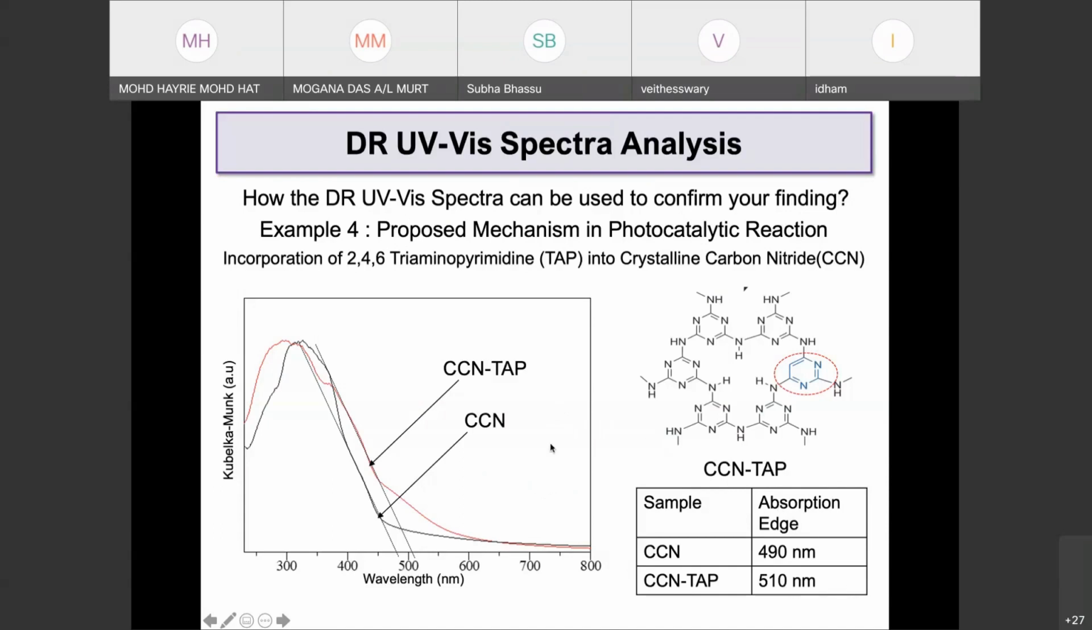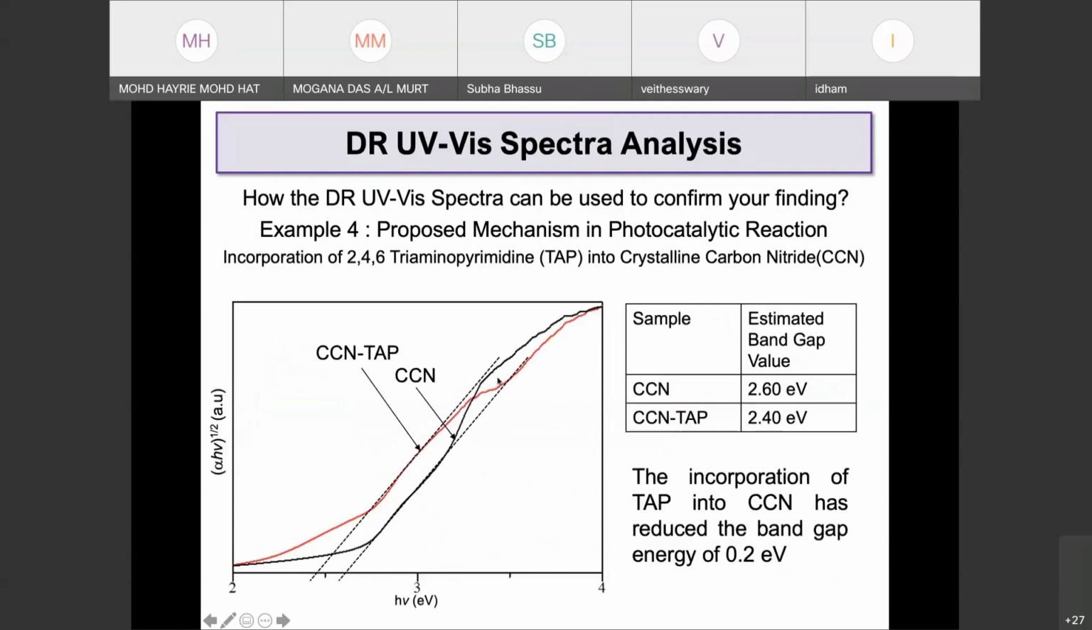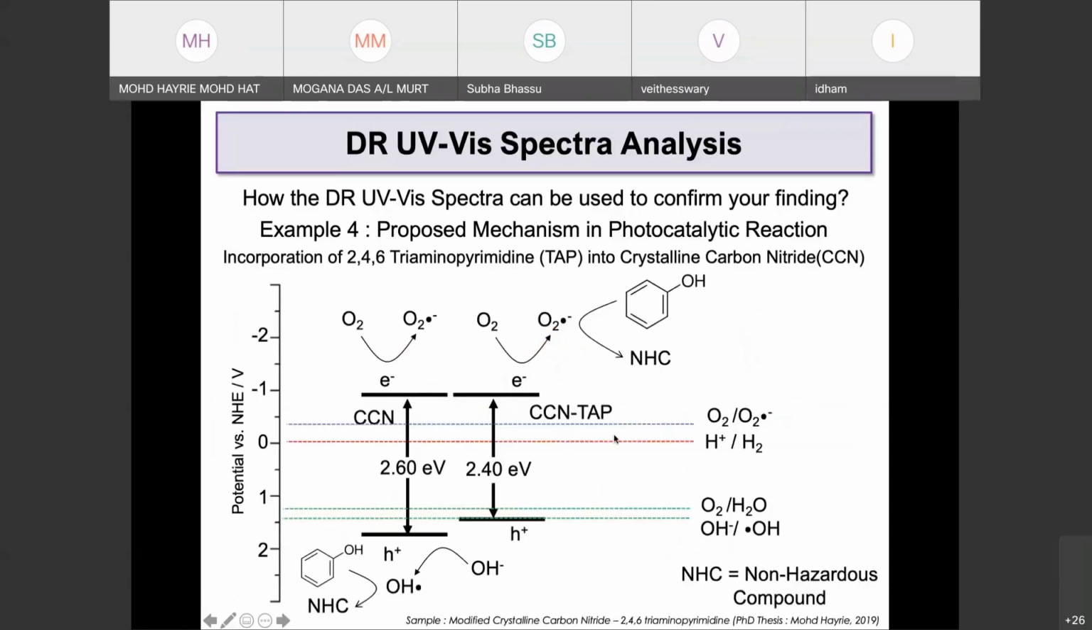So now you convert it to the Tauc plot in order to get the band gap value. For example, CCN 2.6 electron volt, CCN TAP 2.4 electron volt. So you know that the incorporation of the TAP into the CCN has reduced the band gap energy by 0.2 electron volt. Basically, based on the band gap energy value you obtain from the Tauc plot, you can propose a mechanism in the photocatalytic reaction, for example.